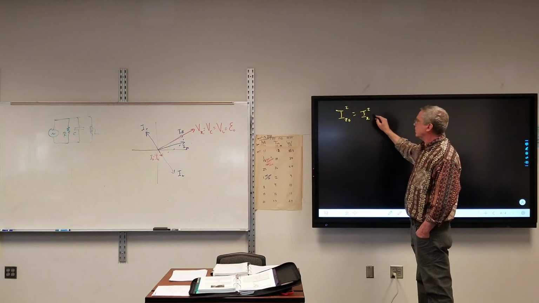One over Z, over, 1 over the square root of R squared. Oh, you're just jumping straight to it? Yeah. Let's do the intermediate steps first. So that'll be V over impedance squared.